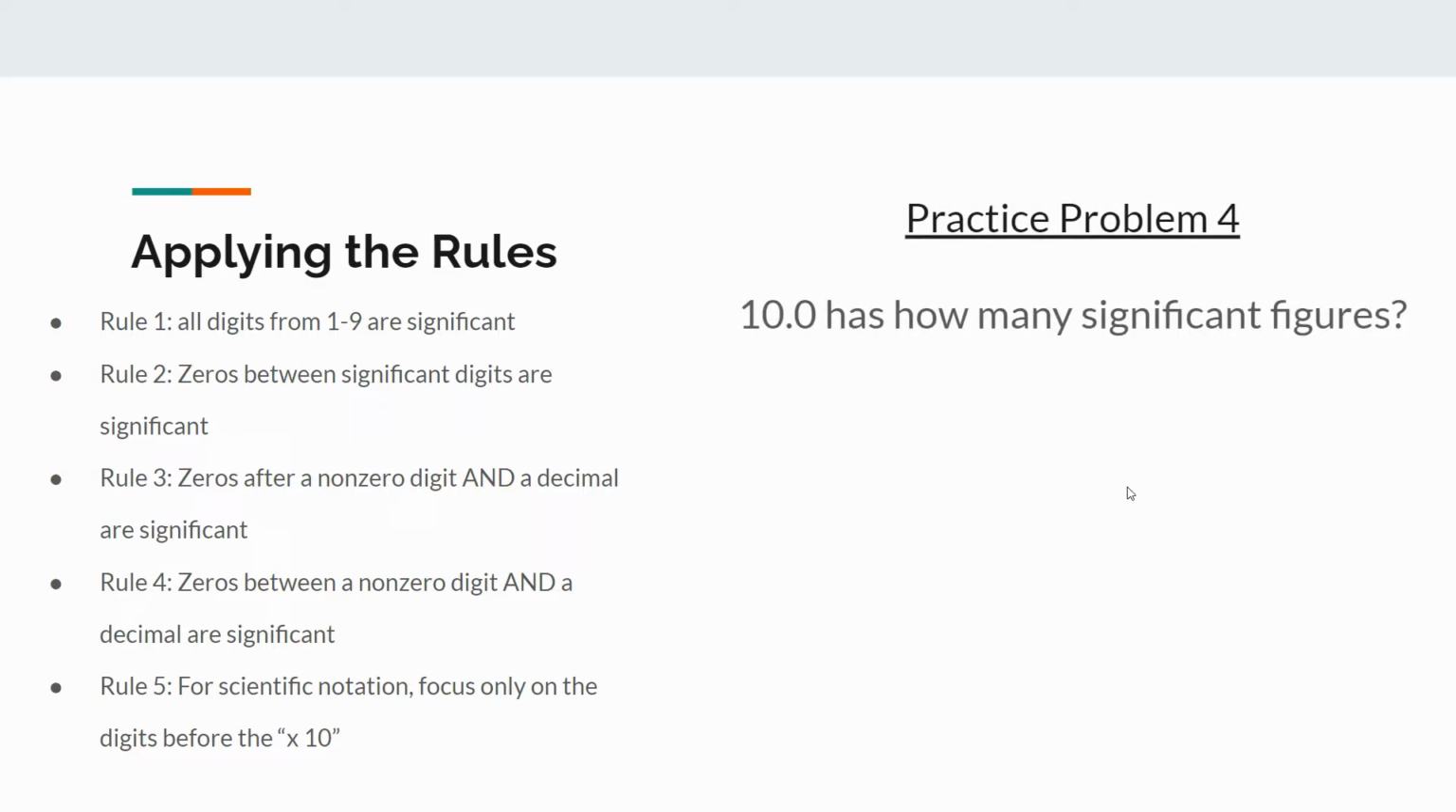Problem number 4. How many significant figures are in 10.0? This is the same as the last problem, with the 1 applying to rule 1, the 0 before the decimal applying to rule 4, and the 0 after the decimal applying to rule 3. So there are 3 sig figs in 10.0.